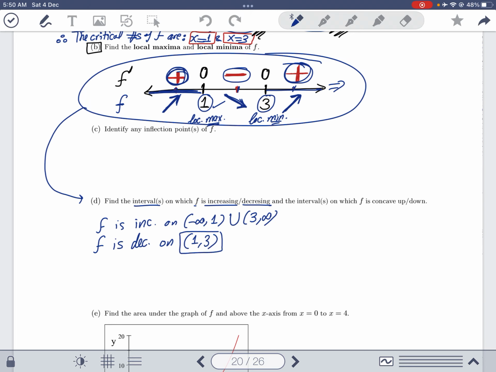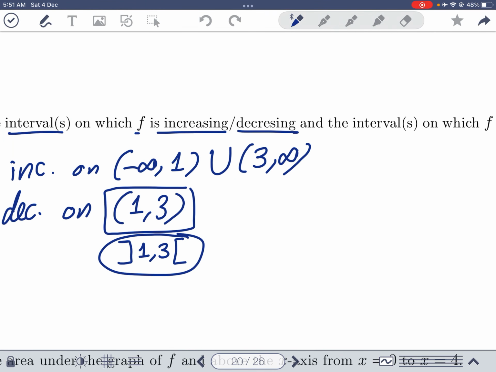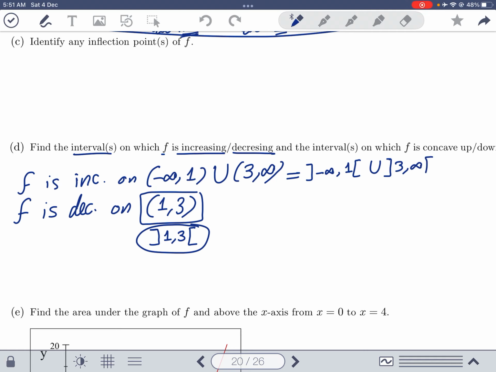Sometimes people might confuse this with the point 1 and then 3 in the xy plane. So in order to avoid this, some people use the interval notation like this, 1, 3, open. I prefer to write it this way so that no confusion is there. And you can write it as minus infinity to 1, union, again 3 to infinity. Maybe better to write it like this. It's increasing on these two intervals and decreasing on this interval.